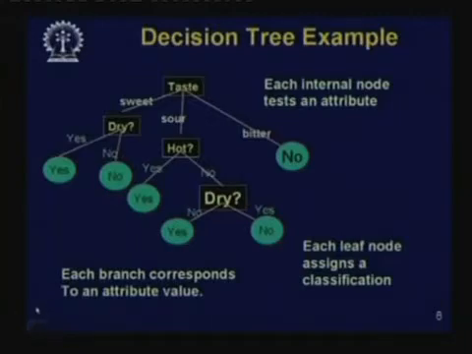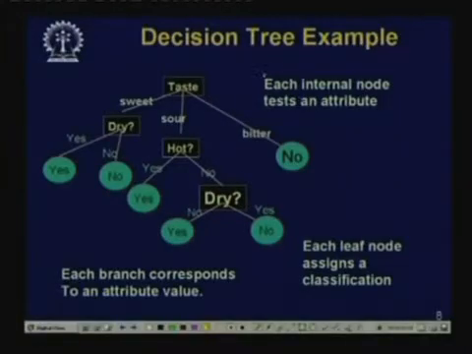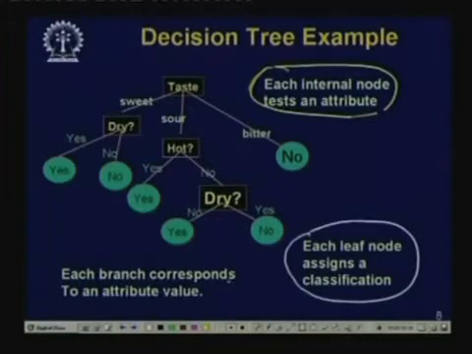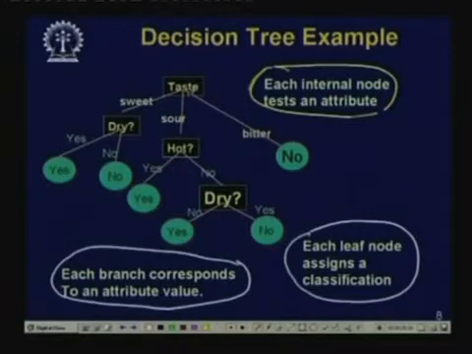Now, you note that each internal node in the decision tree tests an attribute. Each leaf node assigns a classification, and each branch corresponds to an attribute value. There are 4 internal nodes here, taste, dry, hot and dry. Each of them tests one attribute. Each leaf node assigns a classification, liked or not liked. Each branch corresponds to an attribute value.